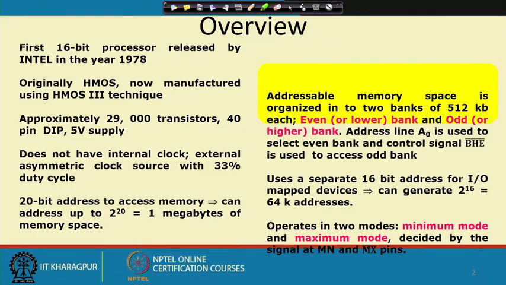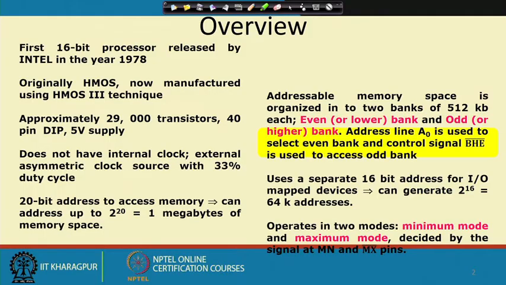It has a 20-bit address. The address bus in case of 8085 was 16-bit, in case of 8086 it is 20-bit address. So, naturally you can access addresses up to 2 power 20, that is 1 megabyte of memory space. The addressable memory space is organized into 2 banks of 512 kilobyte each. One is the even or lower bank and the other is the odd or higher bank. Address line A0 can be used to select the even bank and control signal BHE bar is used to access the odd bank. These are special signals that are available. That way we can divide this memory into 2 512 kilobyte blocks.